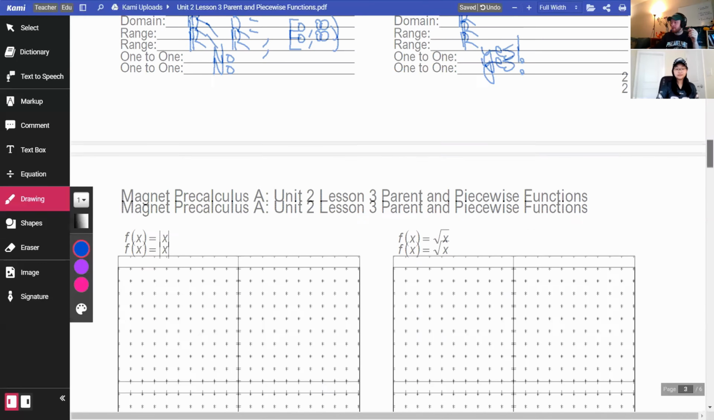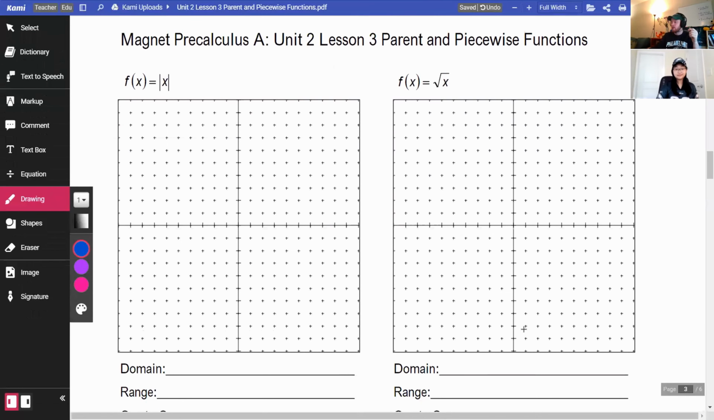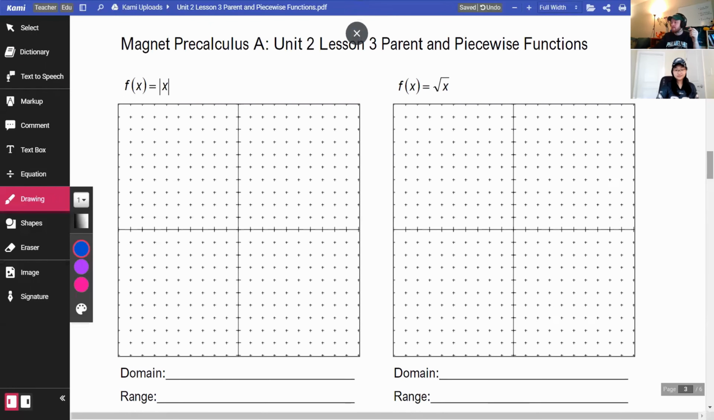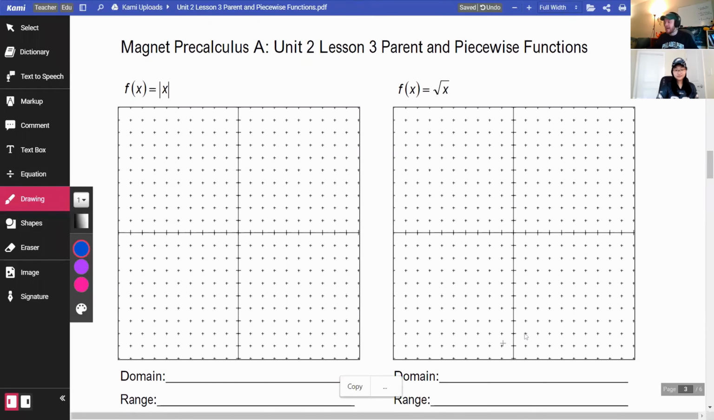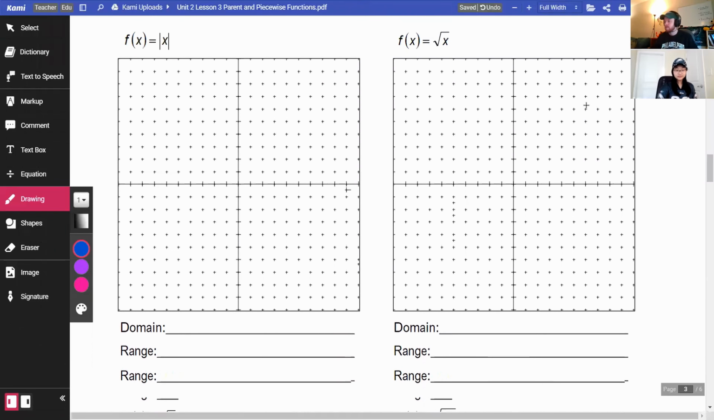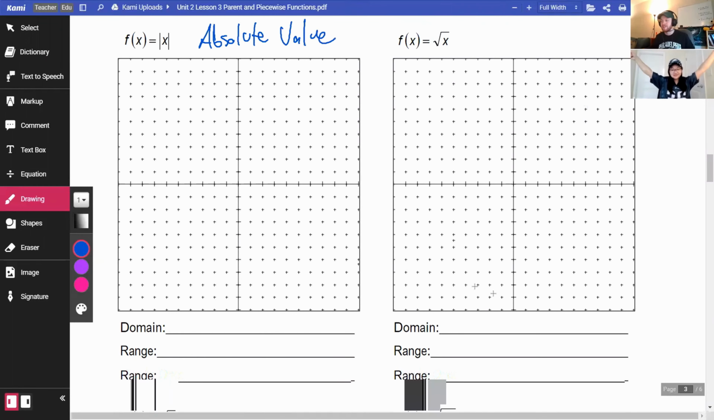We're going to move away from polynomials and look at some more specialized graphs. All right, we have the absolute value graph here. Should have a function dance. Oh, you know, we didn't do the function dance.